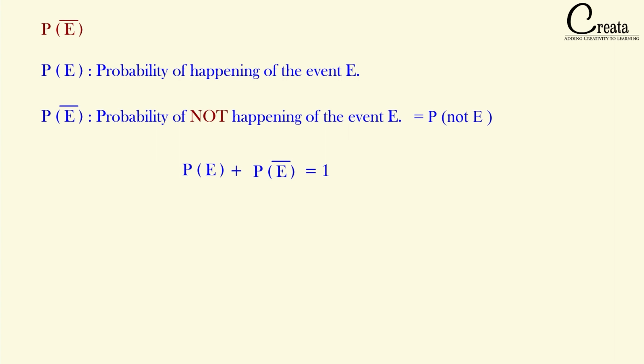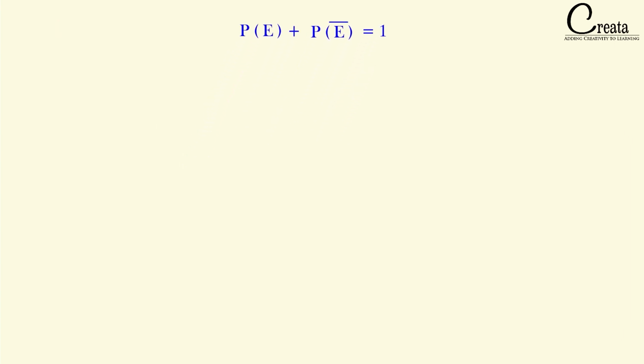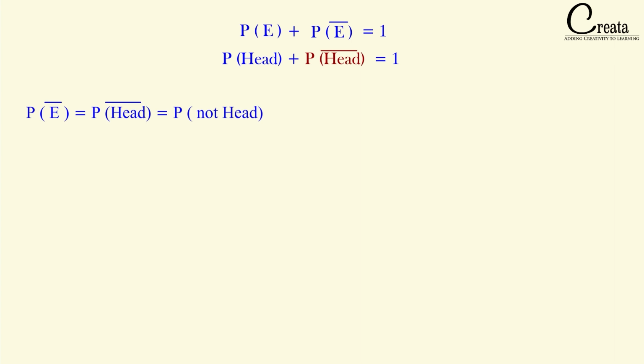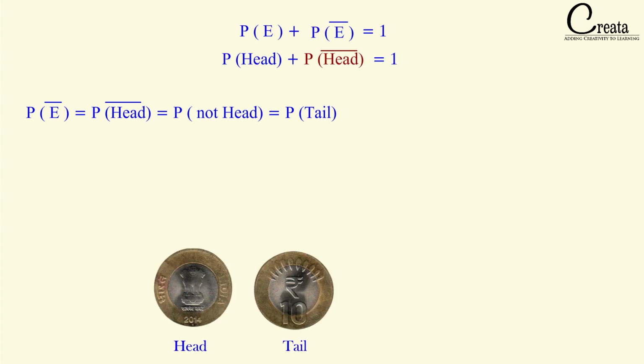We will take again our example of the coin. The probability of head plus the probability of not head is equal to 1. Let's see how we get this. Here, can we say the probability of not head is equal to the probability of getting the tail? Yes, we can say so. When we toss the coin, we are getting only 2 outputs.